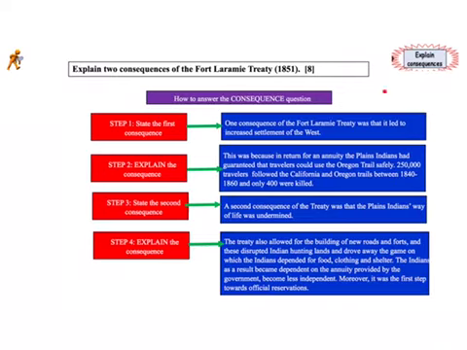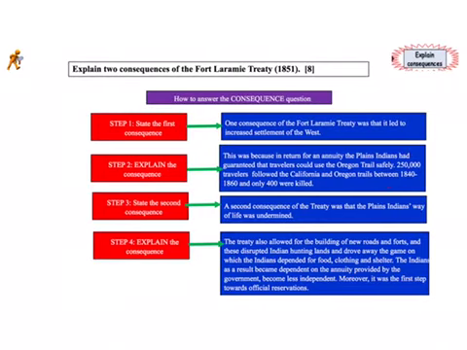Here you can see that consequence 1 is stated, and then we have the supporting evidence. The first consequence given is that it led to increased settlement of the West. The supporting evidence here is given. This was because in return for an annuity, the Plains Indians had guaranteed that travellers could use the Oregon Trail safely. As a result of this, we have evidence to support it. Only 400 were killed out of 250,000 travellers that followed the trails between 1840 and 1860.